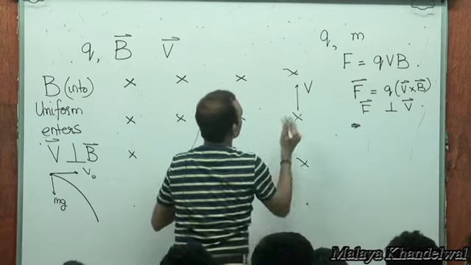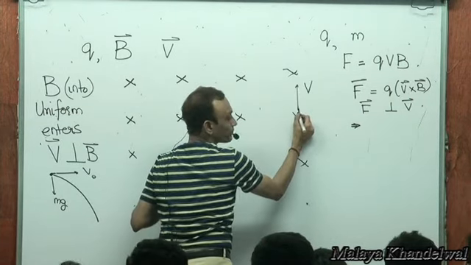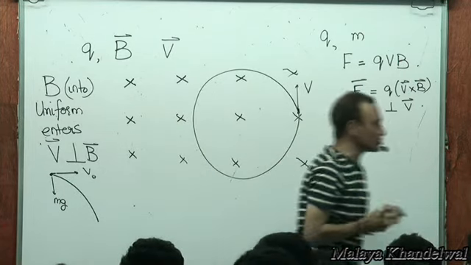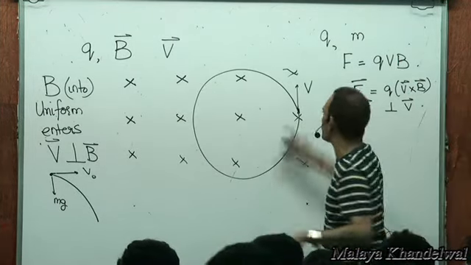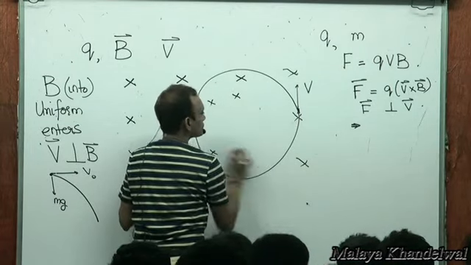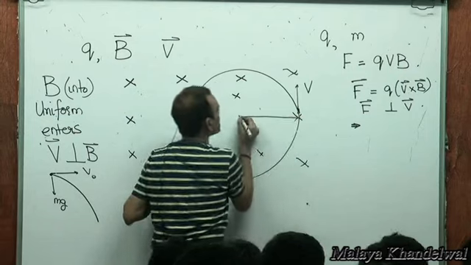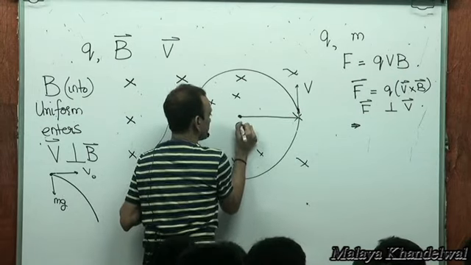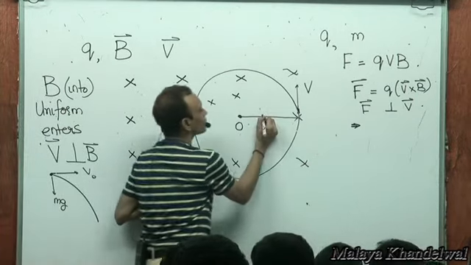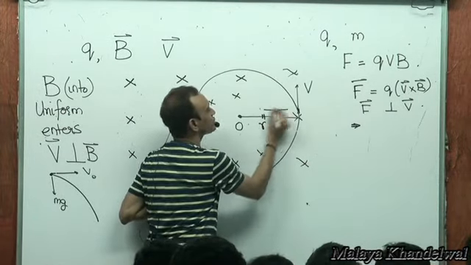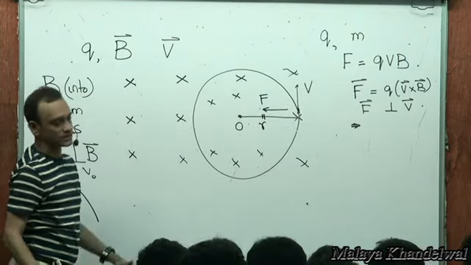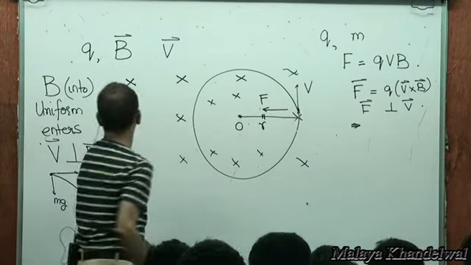So the particle executes a circular trajectory of this kind. Yes or no? With the center of the circle being somewhere here, and of radius r. This is the direction of F, the centripetal force directed towards this. Right?